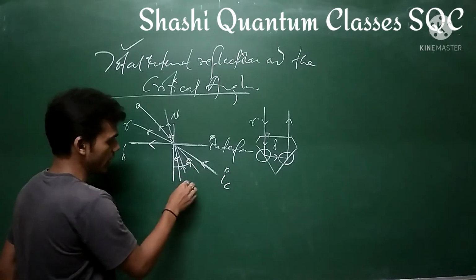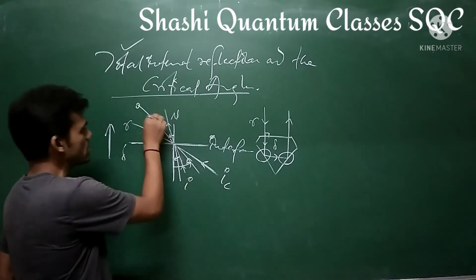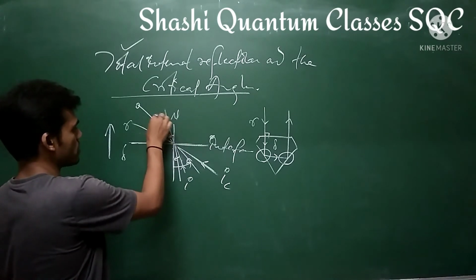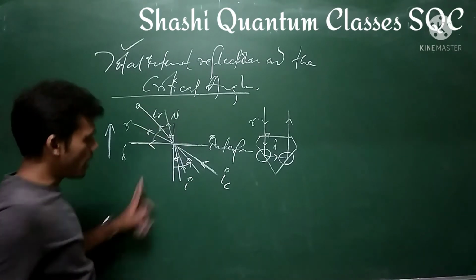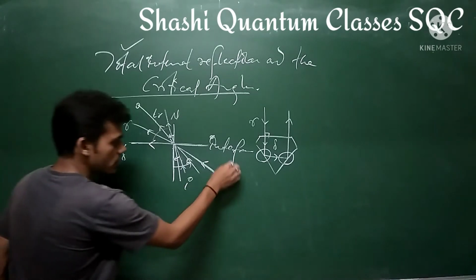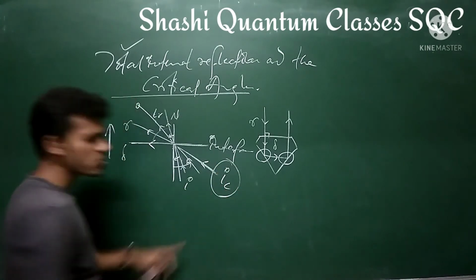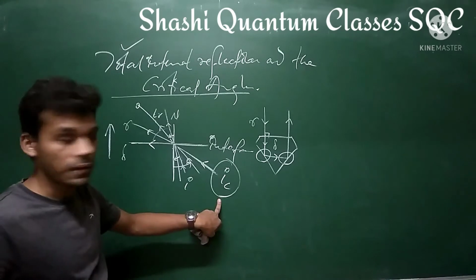These are the angles of incidence. These are the angles of refraction. These are the angles of refraction, and this is your critical angle. इसी को कहते हैं critical angle. This is the critical angle.